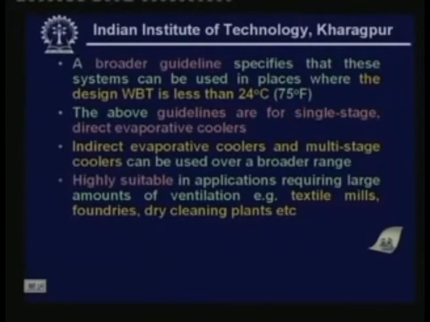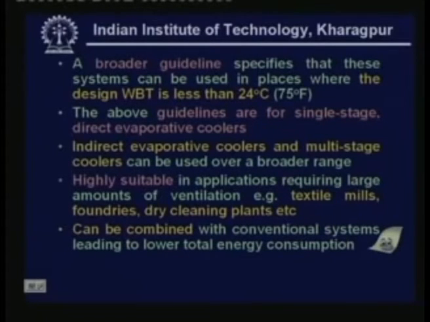And these systems are highly suitable in applications requiring large amounts of ventilation. There are many applications such as textile mills, foundries, dry cleaning plants, etc., which require a large amount of ventilation, and here you cannot provide full comfort, but even if you can provide partial comfort, that is more than welcome. So, in such situations you can think of using evaporative coolers, which will give you a very cost effective solution.